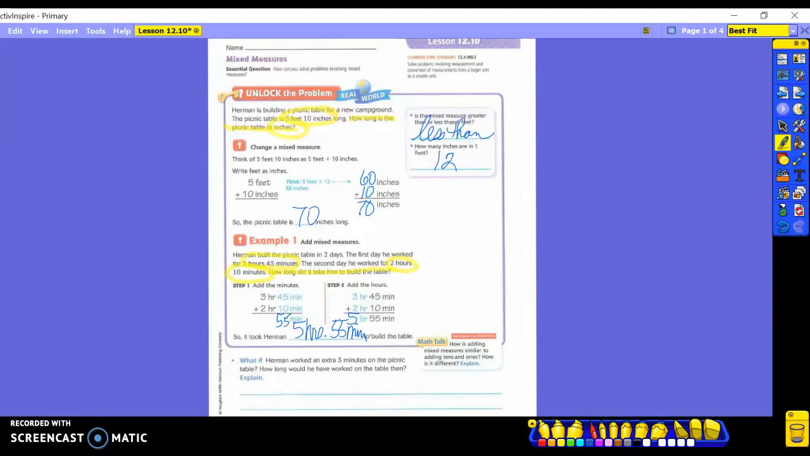Now, there's a what-if question down here. If Herman worked an extra 5 minutes on the picnic table, how long would he have worked on the table then? So if he was working an extra 5 minutes, the question here is how long would he have worked on the table then? Extra 5 minutes. So Fred, what are we going to do here to figure this out?